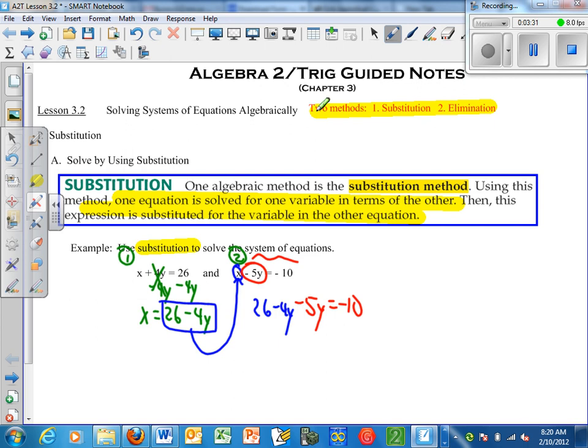So once you do that substitution step, you've developed an equation that only has one variable in it. You can solve for that one variable, in this case y. We are going to combine these two terms. They are on the left side, so we're going to put them together. So it's 26 minus 9y, since negative 4y minus 5y is negative 9y, is equal to negative 10. Now I'm going to subtract 26 to make it 0 on this side. I'm going to subtract 26, so negative 9y equals, this would be negative 36.